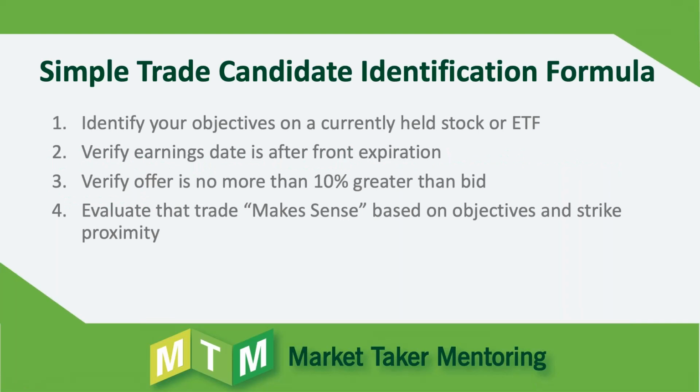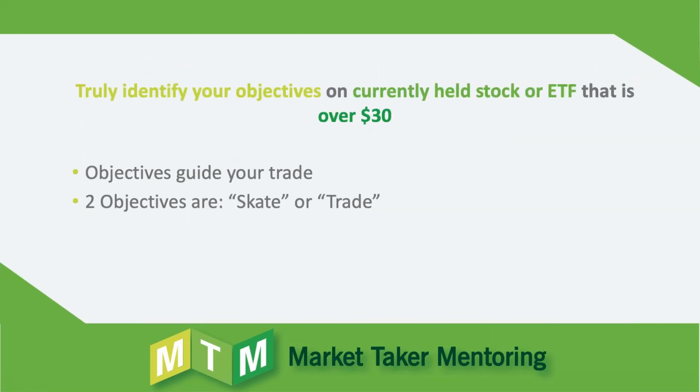We've got 4 sub-steps to step 1. Identify your objectives on a currently held stock or ETF. Verify the earnings date is after the front expiration. Verify the offer is no more than 10% greater than the bid. And evaluate the trade makes sense based on objectives and strike proximity. Let's break some of these down.